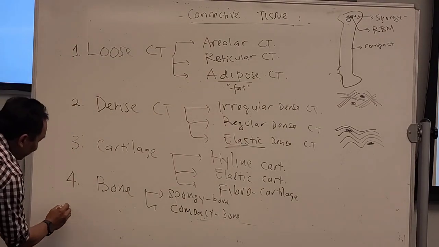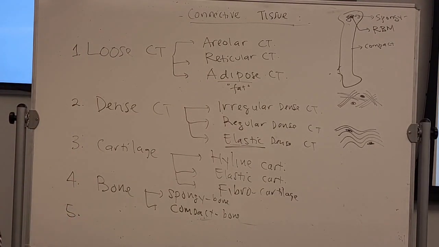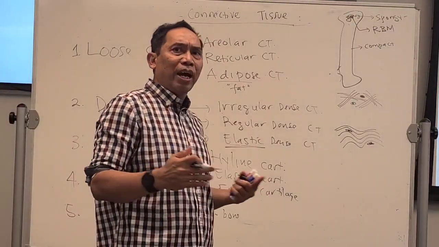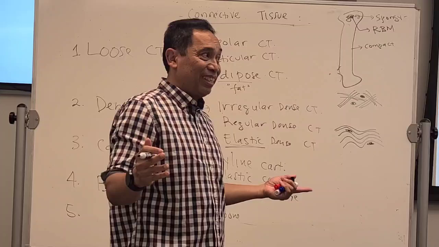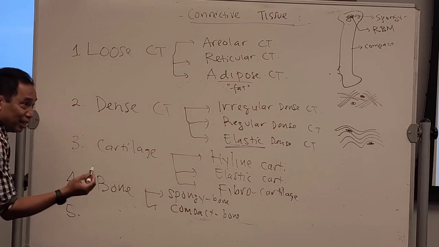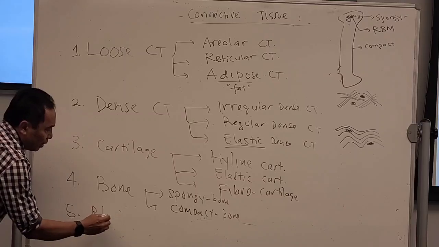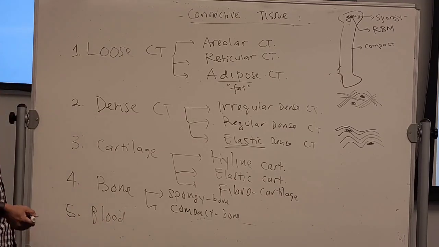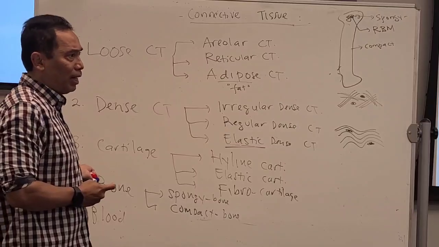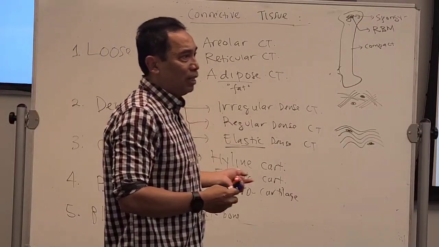The last one is the one that has a liquid ground substance. Mostly you don't see the fibers in it. So what do you call that? What's the liquid connective tissue? Blood. So blood is connective tissue. Mostly you don't see the fiber unless it is during recovery.